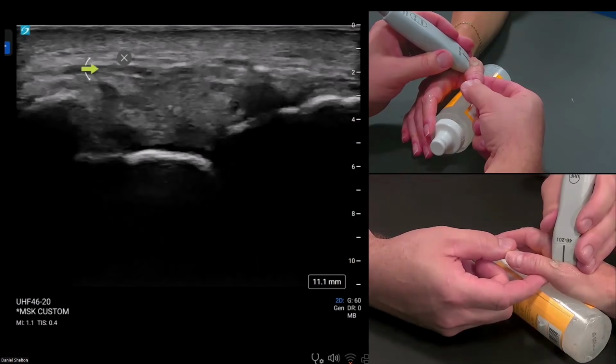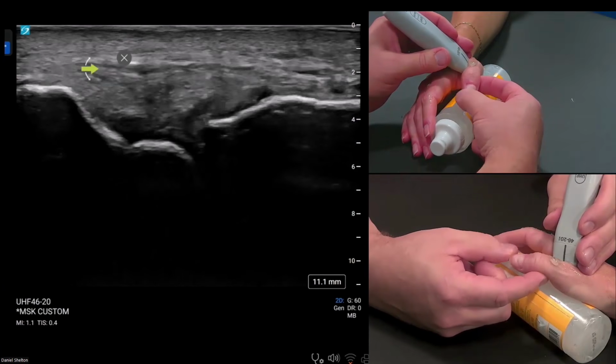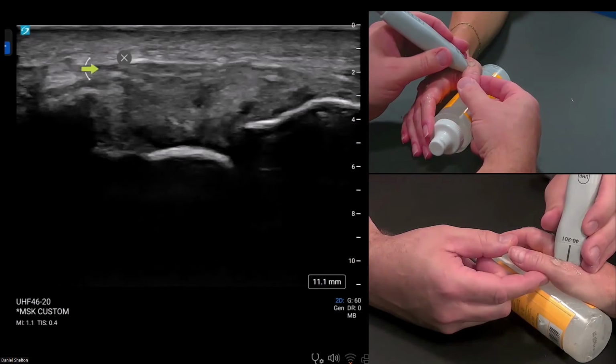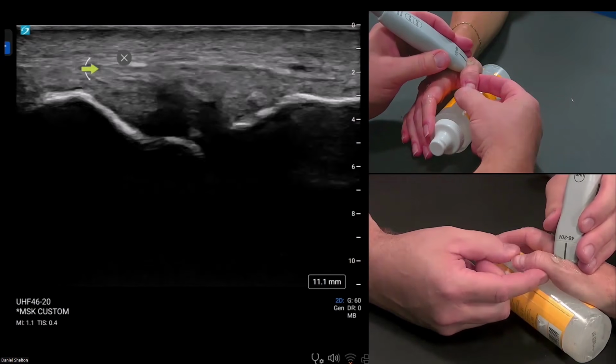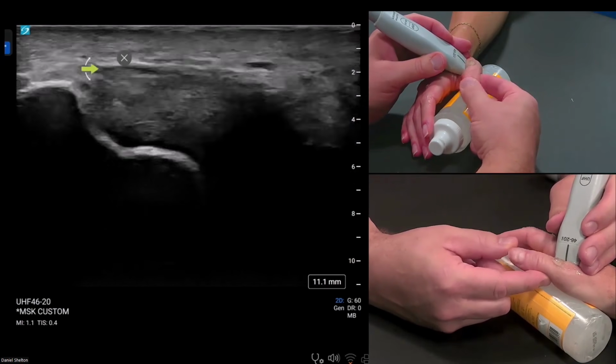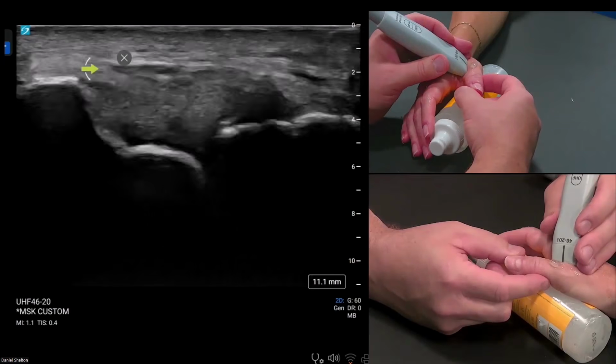If the ligament tears and protrudes through the aponeurosis, you've got yourself a real Stener's lesion. If the ligament tears and stays underneath the aponeurosis and the aponeurosis is intact, then you're just dealing with an isolated ulnar collateral ligament tear. And that's how you would classify the two.